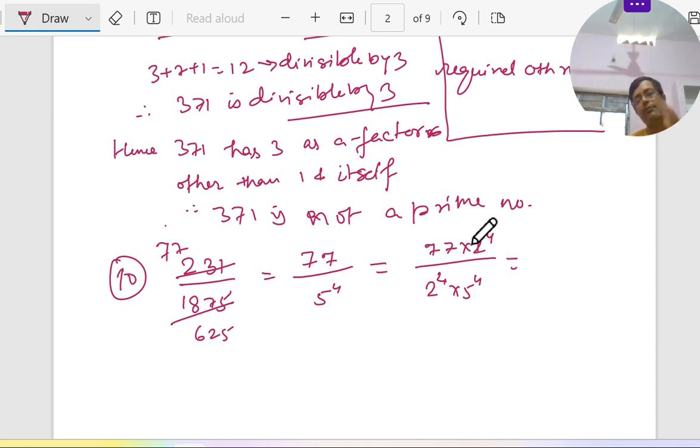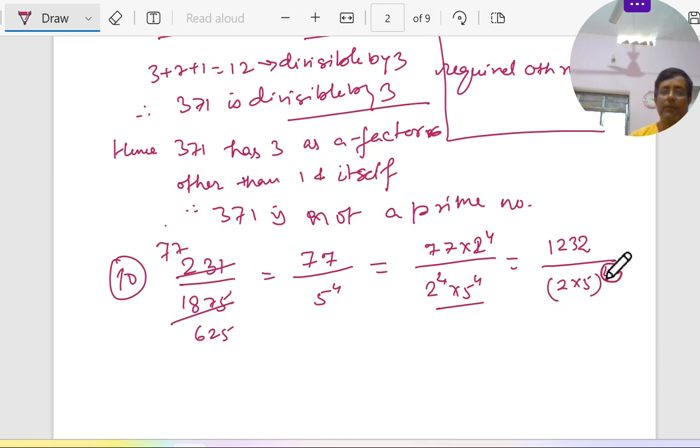If you multiply above, you have to multiply 16 times 77. So you will get 1232, and below it will become 2 times 5 to the power 4, that is 10 to the power 4. So this 4 will be the number of digits after the decimal. So we write here 1232 over 10 to the power 4. Then finally you can write 0.1232.